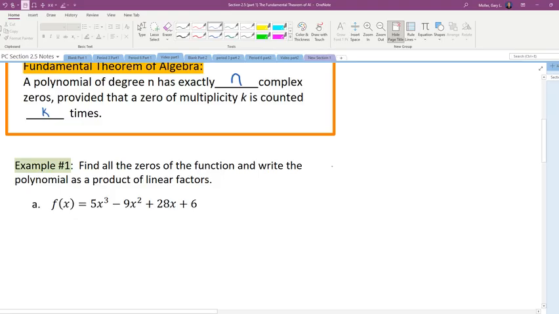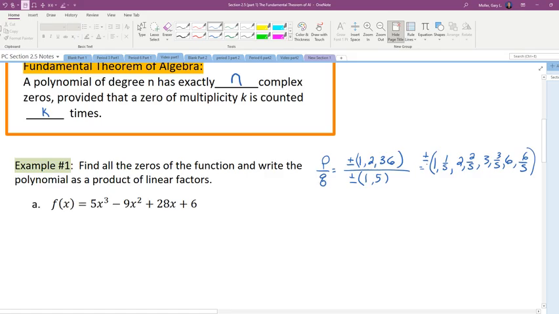All right, P over Q. We've got factors of 6, positive, negative 1, 2, 3, and 6 over positive, negative 1, and 5. For a total list of 1, 1/5, 2, 2/5, 3, 3/5 and 6 and 6/5. All right, hopefully we'll find some pretty quickly. I am going to do stacked synthetic division again.